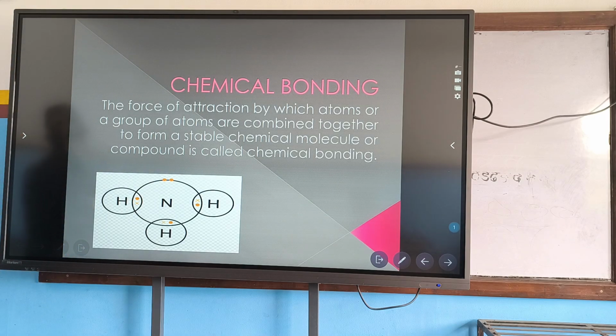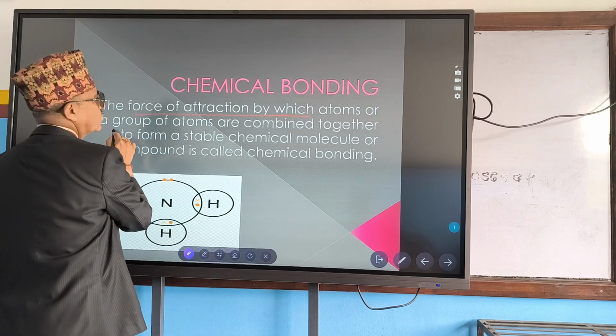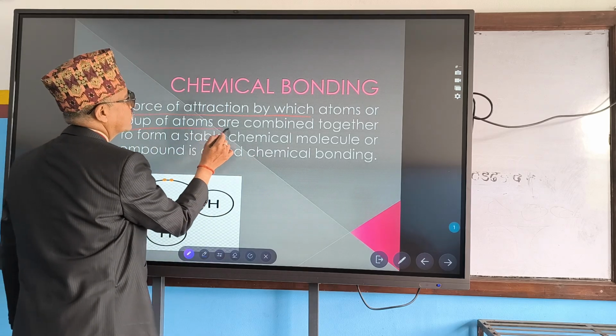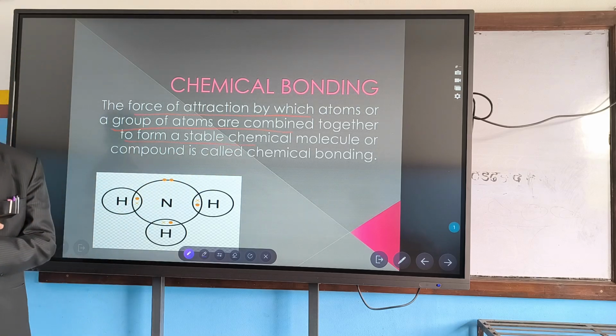How to define chemical bonding? What is a chemical bond? What is the definition? Say here: a force of attraction by which atoms or groups of atoms are combined together to form a stable chemical molecule.